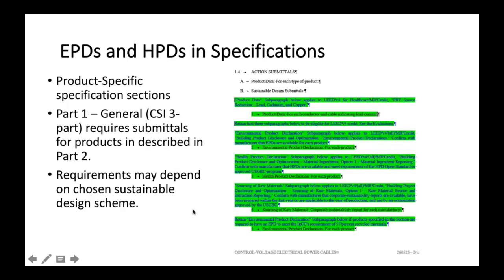So if we talk about a specific specification that's looking at a product, I didn't mention this earlier, but we're looking at the CSI 3-part specification here. Part 1 is general. That's going to really talk about your specific submittals here. In this case, everything that's highlighted in green could be retained by the architect or engineer as a requirement to submit an EPD, HPD, your corporate sustainability reports if they're looking for sourcing of raw materials. And these requirements are going to change a little bit depending on what sustainable design scheme you're looking at.